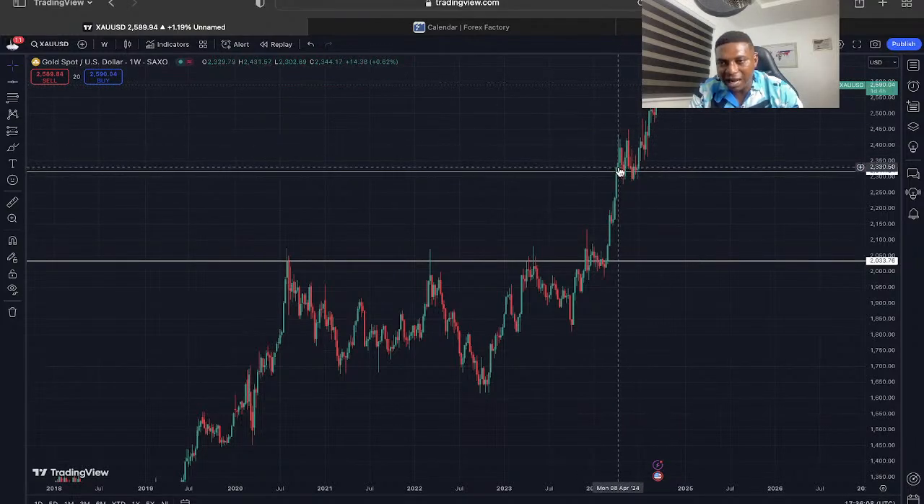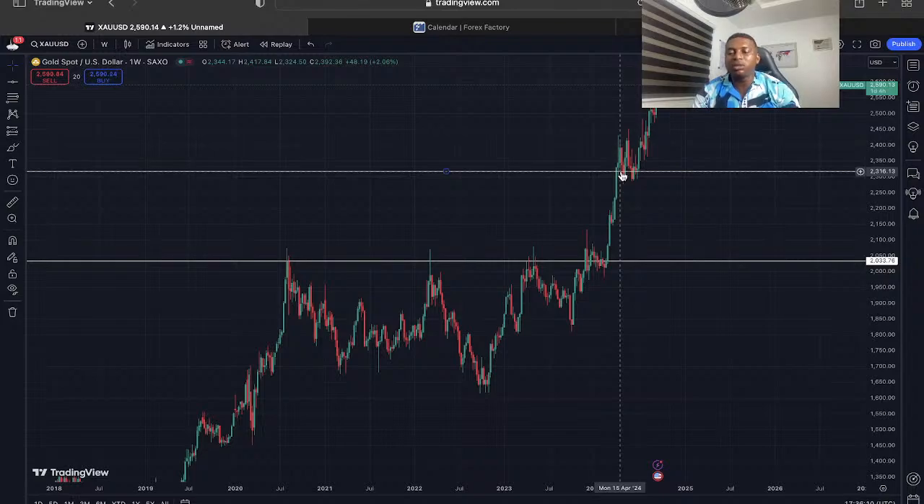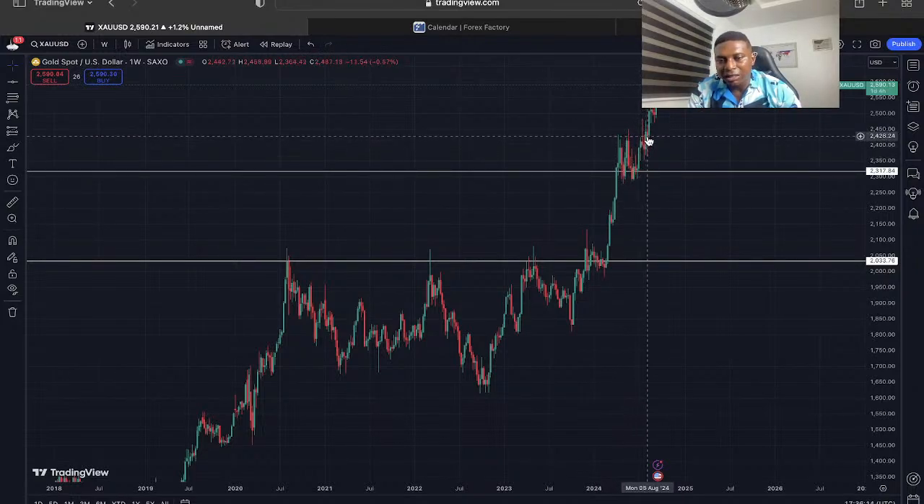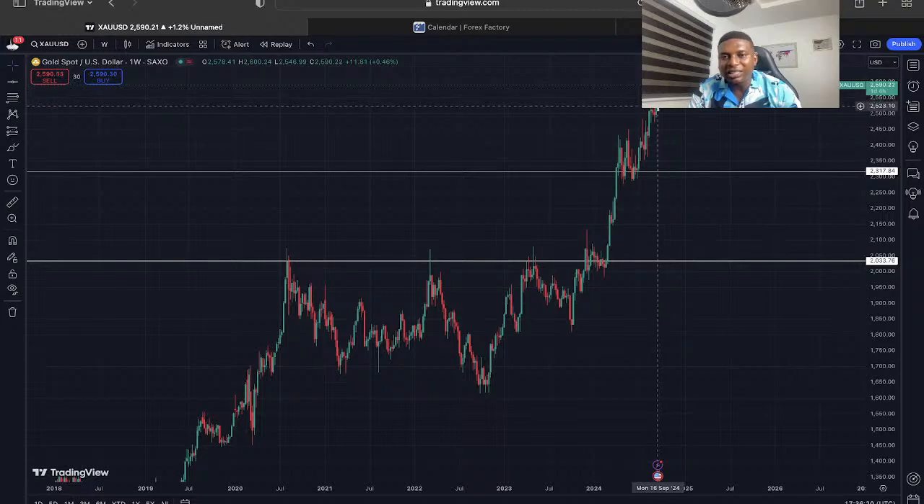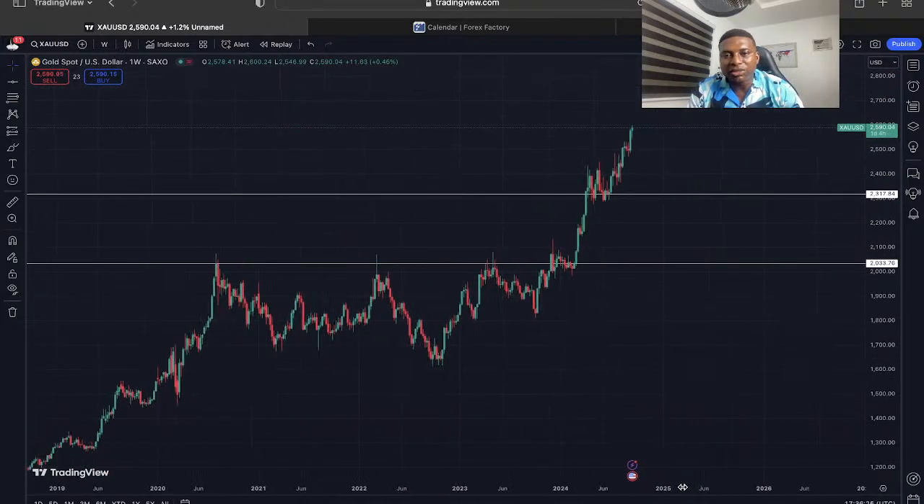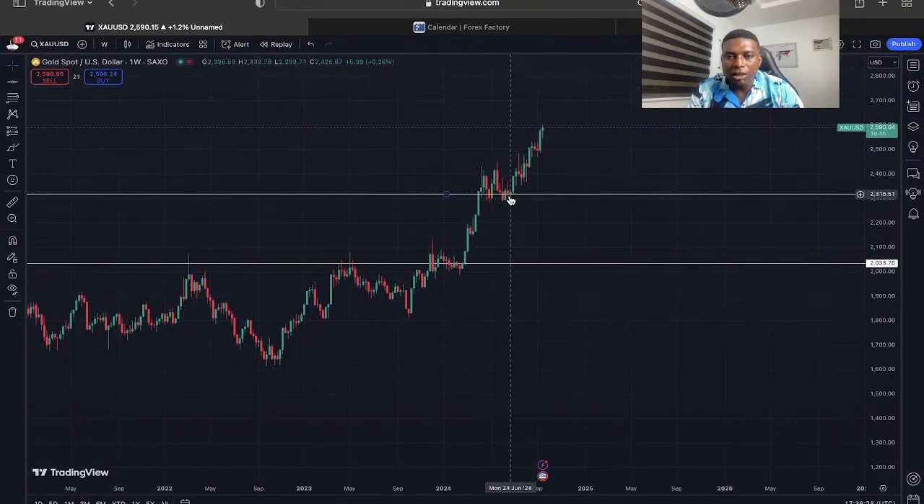Market went as high as 2,300, consolidated in that region for a while, and as at August there was a breakout, and currently now, price is sitting at 2,590. Okay, so one interesting thing also we need to see is the rate at which price moves after consolidation.